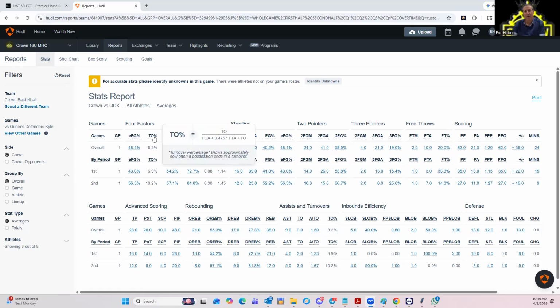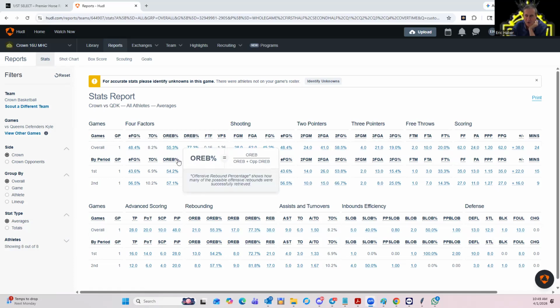Turnover rate, what we're looking for is a turnover rate of less than 15%. If it's less than 10, obviously that's really, really good. But somewhere between the band of 11 and 15 is going to be okay. Offensive rebound percentage, that means every time you miss a shot, how often can you scratch for an offensive rebound? What we're looking for there is 30%.